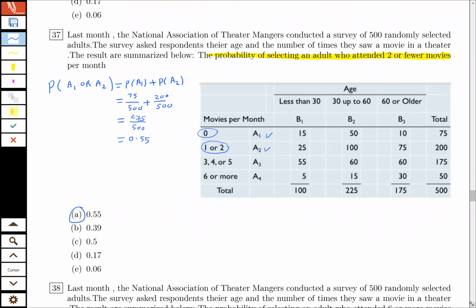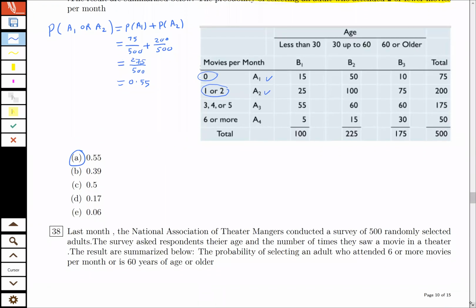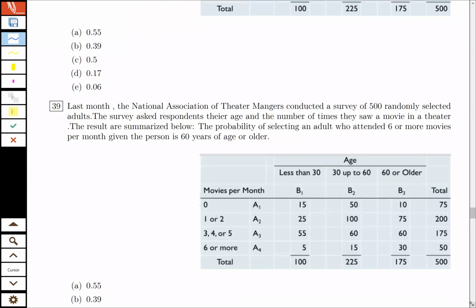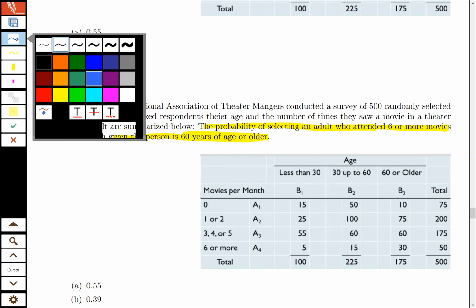Same question, same data, but we change the question again. Now he's asking about the probability of selecting an adult who said 6 or more movies, given the person is 60 or older. He is speaking now about conditional probability. When you have a conditional probability, what's the rule? Let me write the rule for you in black.